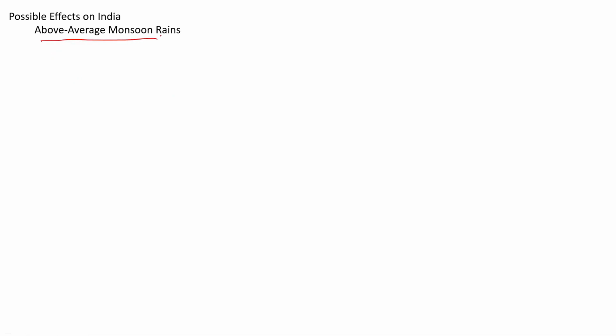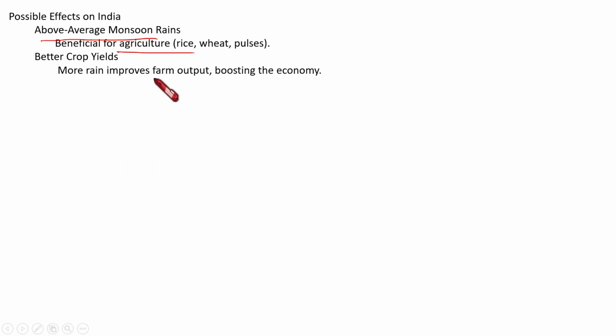So that's it. Above average monsoon rain we will get. So it is beneficial for agriculture. Better crop yields. More rain improves farm output. So that way we will get a better economy.